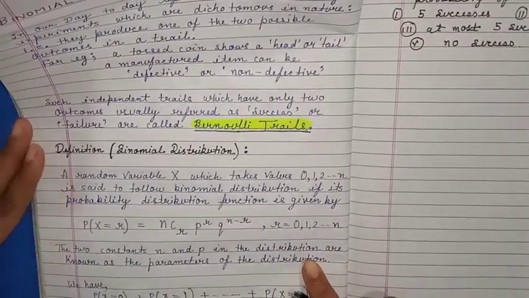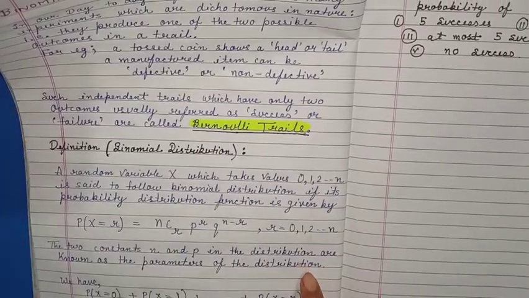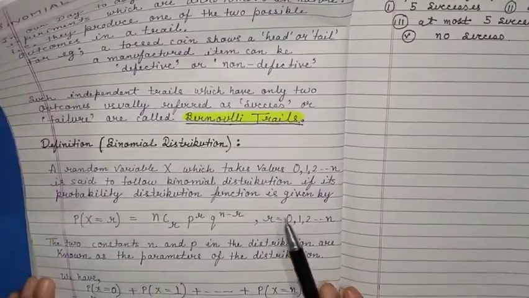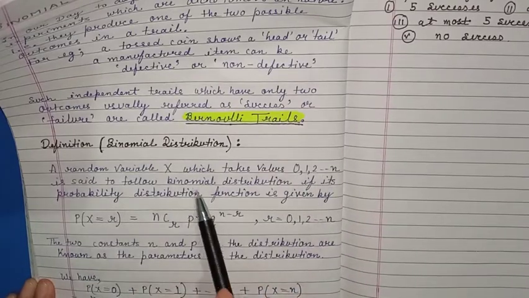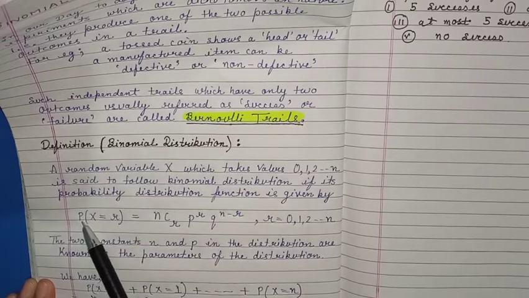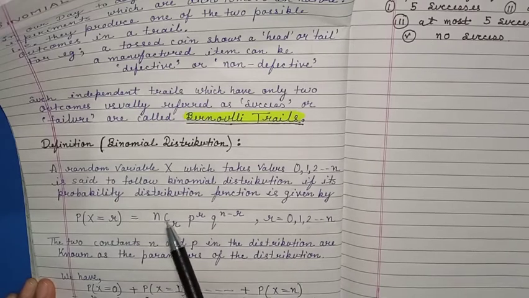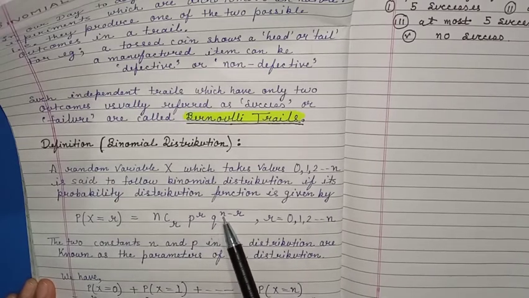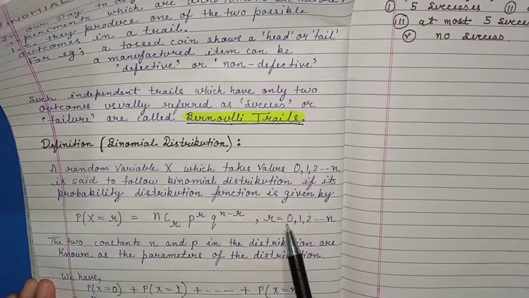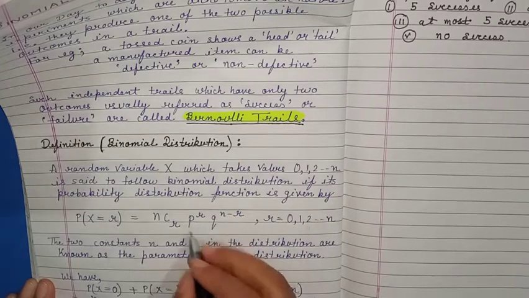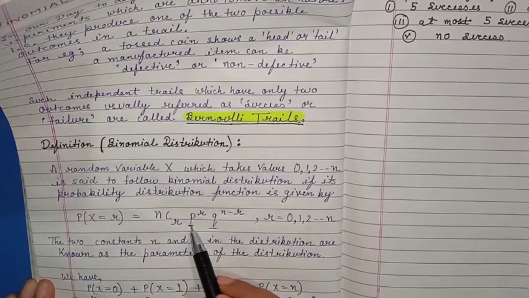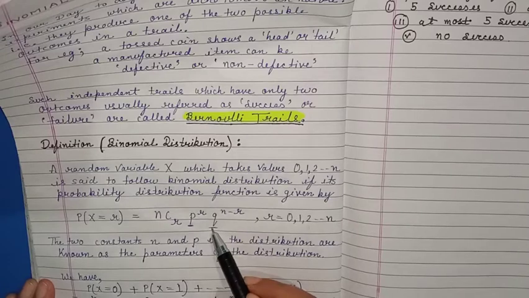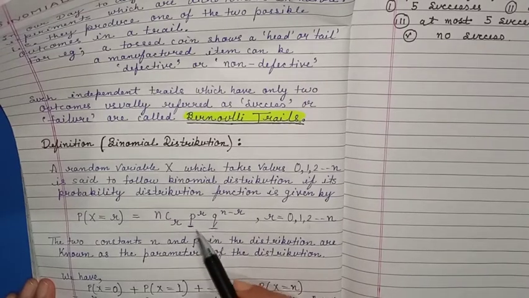Now we are here to understand what binomial distribution is. A random variable x which takes values 0, 1, 2, ..., n is said to follow the binomial distribution if the probability distribution function is given by P(X = r) = nCr p^r q^(n-r), where r is 0, 1, 2, 3, 4, 5. Here p is the probability of success and q is the probability of failure. This is the basic difference between p and q.